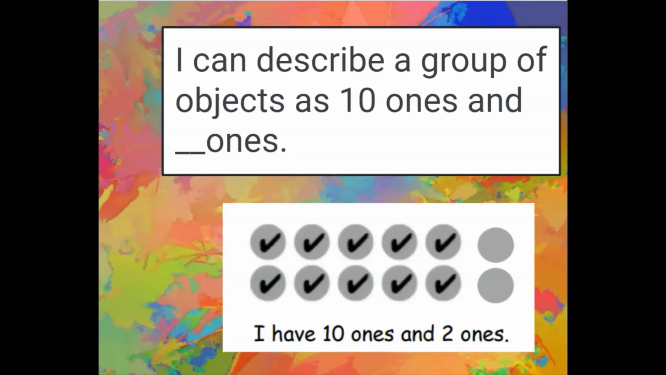Yesterday, we started our new math unit talking about groups of 10 ones, counting objects and circling those groups of 10. Today, we're going to continue with those groups of 10 ones and talk about the extra ones that we find outside that group. So our math thinking job today is I can describe a group of 10 objects as 10 ones and blank ones. Let's dive in to learning about 10 ones and blank ones.